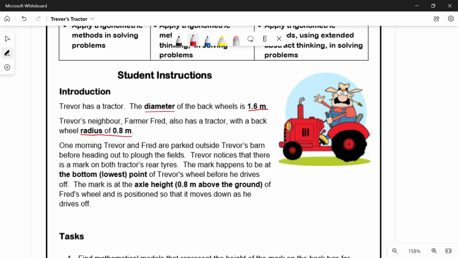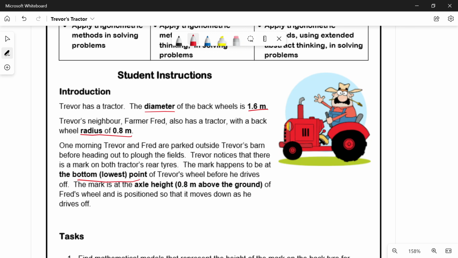One morning, Fred and Trevor are parked outside Trevor's barn before heading out to plough the fields. Trevor notices that there is a mark on both tractors' rear tyres. The mark happens to be at the lowest point of Trevor's wheel, before he drives off. The mark is at the axle height above the ground of Fred's wheel and is positioned so that it moves down as he drives off.